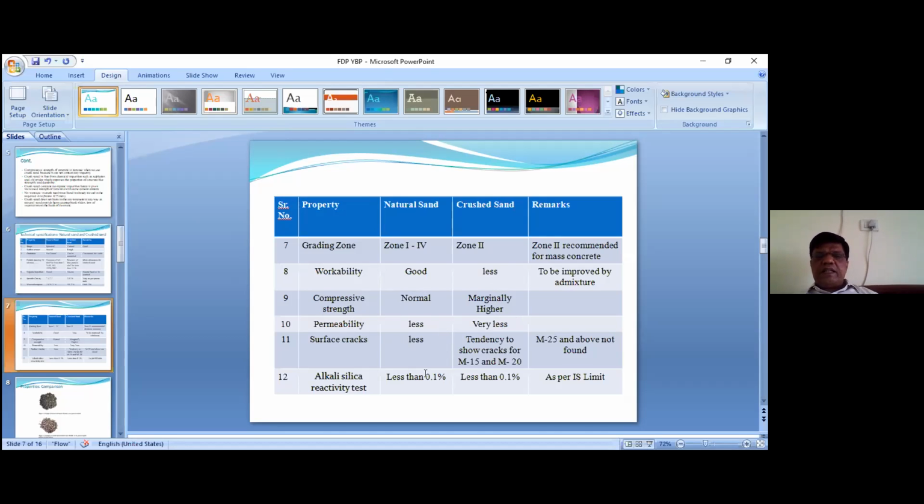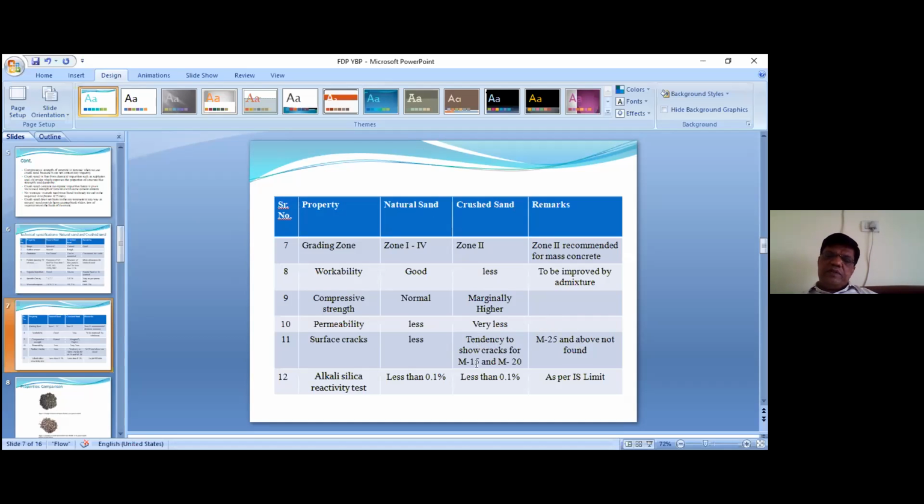Now surface cracks. Natural sand shows very few cracks, but there is a drawback in crushed sand because of the tendency to crack for M15 and M20. It is found that for M15 and M20, which is lean concrete, they have a tendency to show cracks, but these cracks are not found in M25 and above. So for M25 and above, we can recommend it.